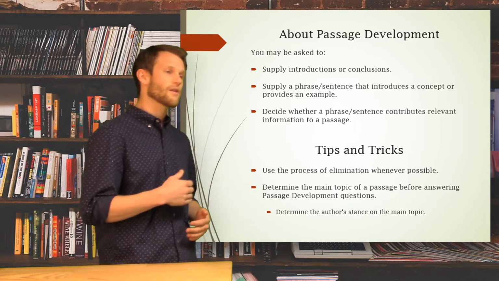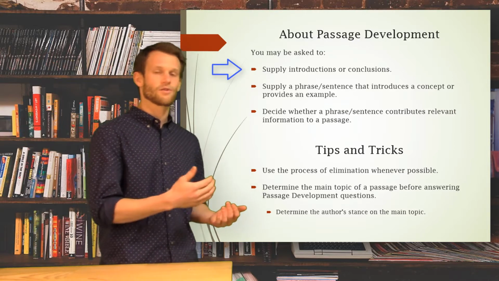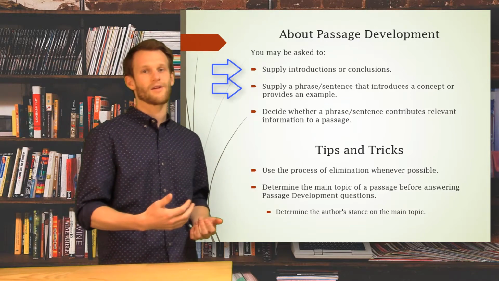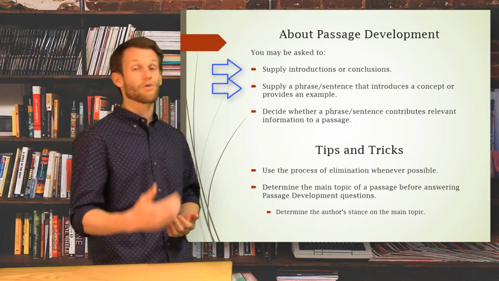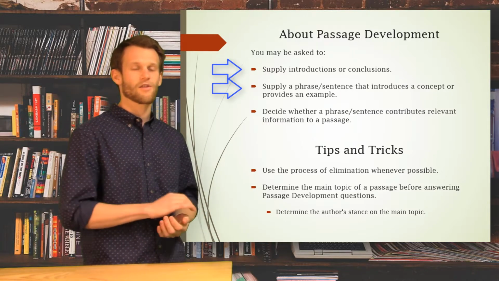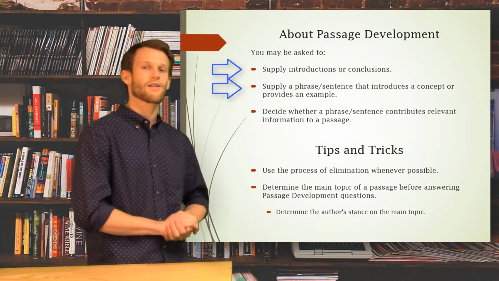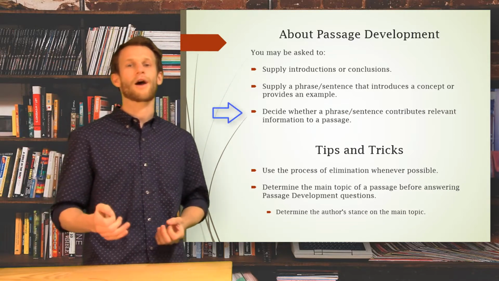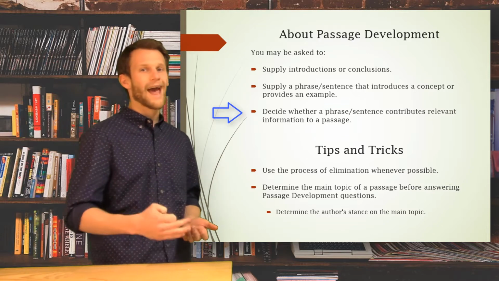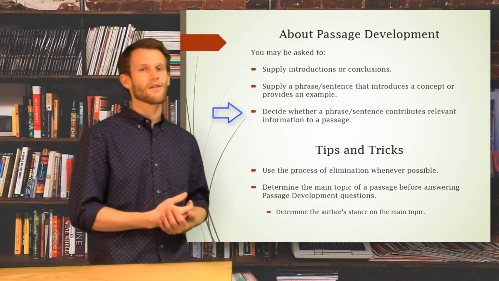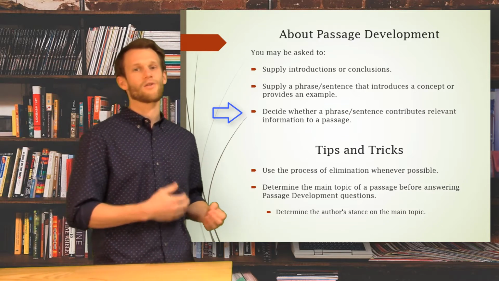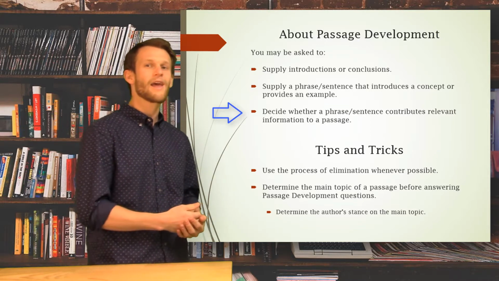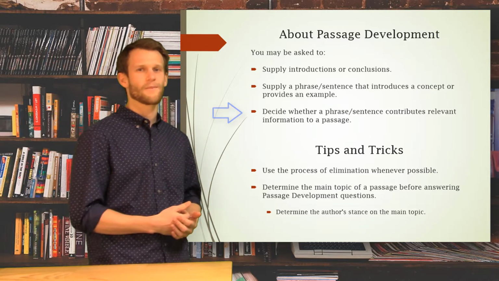On the SAT itself, what you'll be asked to do on these passage development questions is supply an introduction, a conclusion, or an example for the passage. And you're going to have to keep in line with what's already been discussed, so that's really knowing how the passage is organized and how it's flowing. In addition, sometimes you're going to have to decide whether or not a sentence is appropriate to add in a certain spot. They'll give you a sentence that's not already in the passage and ask, should we add this or not? And you'll just have to decide whether it fits or not.